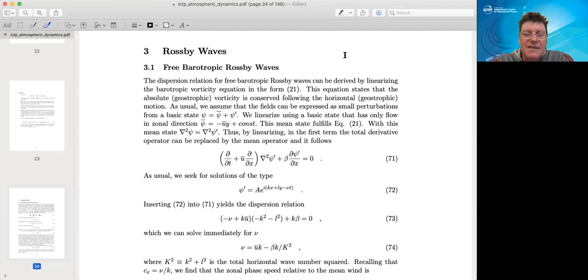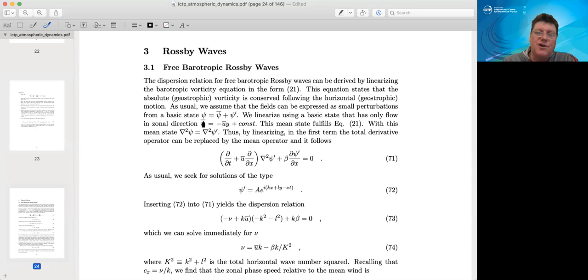Now, in this case, it doesn't make sense to use a basic state completely without motion. We could do this, but it's more interesting and more useful to use a basic state. As we know, in the mid-latitudes, we have a mean westerly flow. So it makes sense to include this possibility to have a mean state in terms of a stream function that can be expressed as minus u times y plus a constant. This is our basic state.